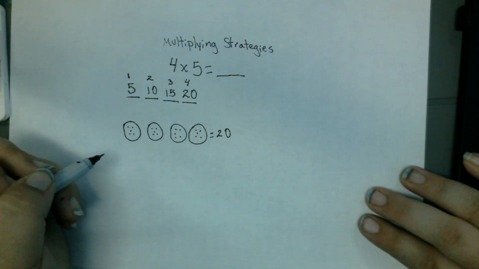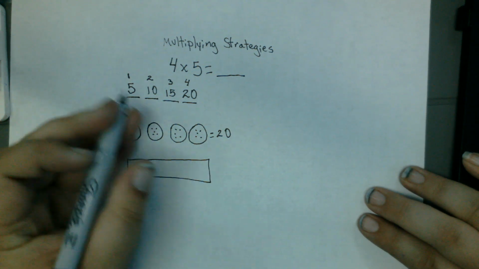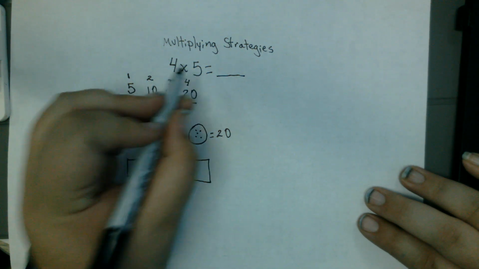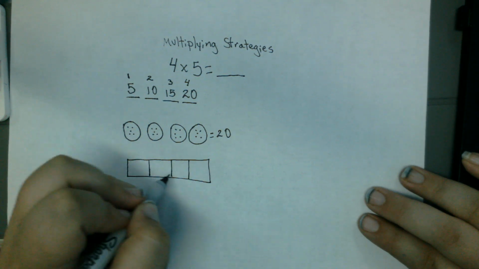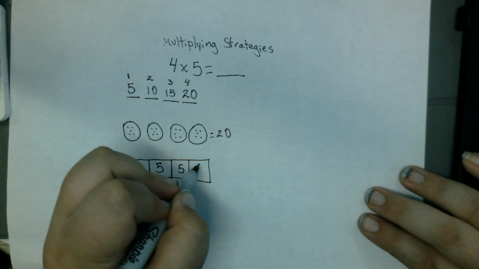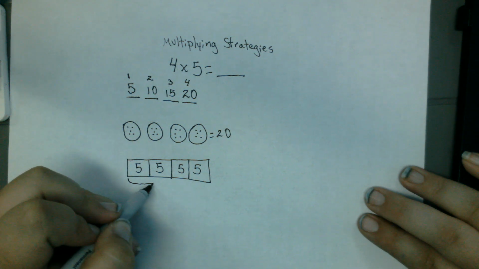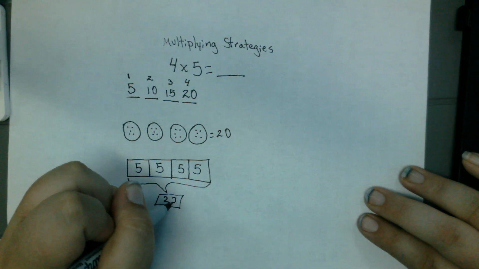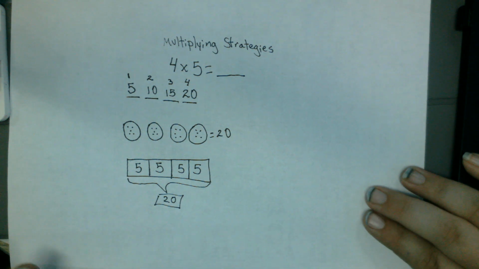Similar to our equal groups would be the tape diagram. And we say that because it looks like a piece of tape. And I'm going to make 4 boxes, and I'm going to put a 5 in each box. The boxes do not have to be equal for this. So there's a 5 in each box. So I have 4 5s in this case. And then my total goes down here, which would be 20. So that is our third strategy.